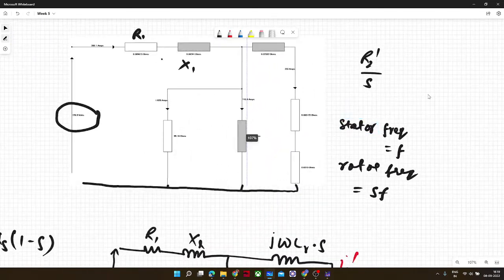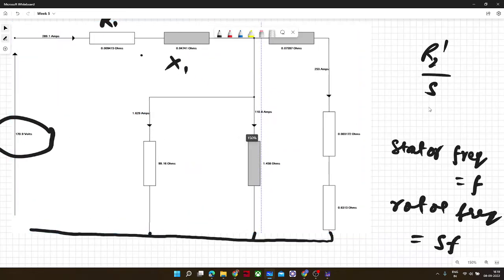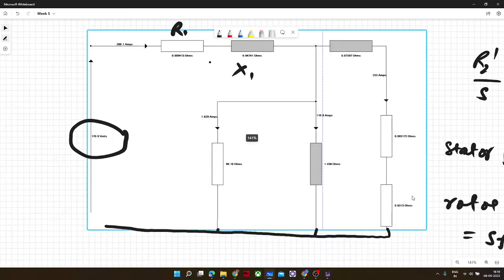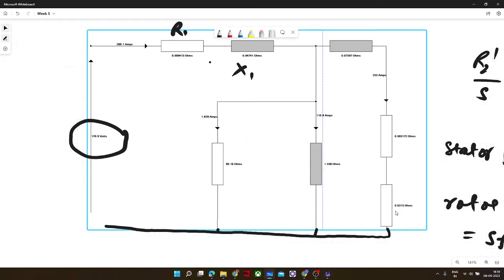So this was all about the circuit. And if you see, this resistance is R2 dash into (1 minus S) by S. So this is the resistance where mechanical power would develop. You can see this resistance is higher and this resistance is lower, and this resistance value corresponds to the rotor copper loss.